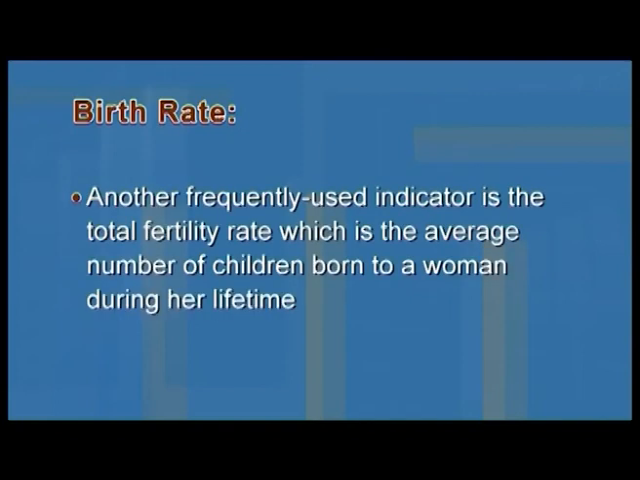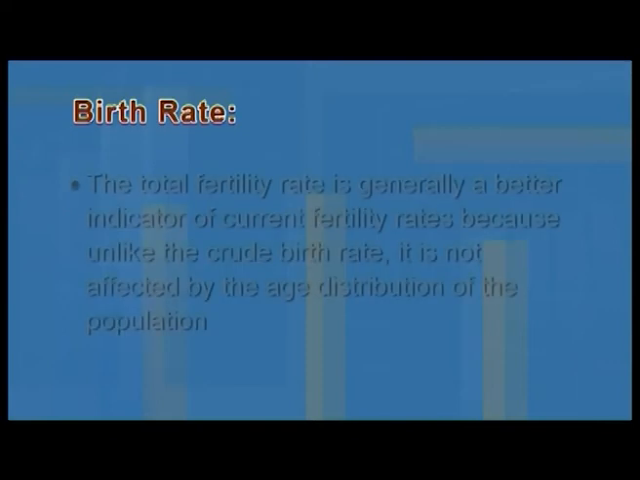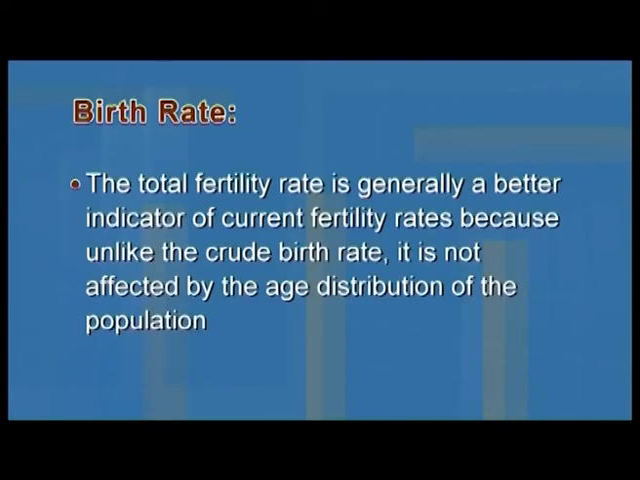Another frequently used indicator is the total fertility rate, which is the average number of children born to a woman during her lifetime. The total fertility rate is generally a better indicator of current fertility rates because, unlike the crude birth rate, it is not affected by the age distribution of the population.